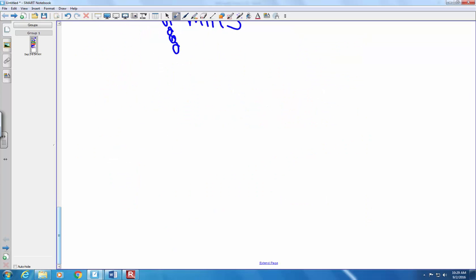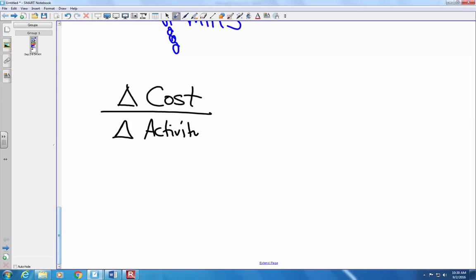Okay, so the variable component is going to be the difference in the cost divided by the difference in the activity driver. Right? And that's going to equal basically not our A, our B in our algebraic line. Oh, yeah, that's our slope.